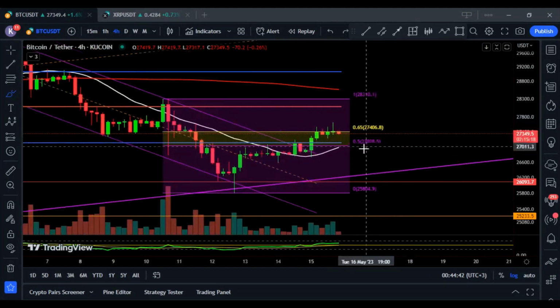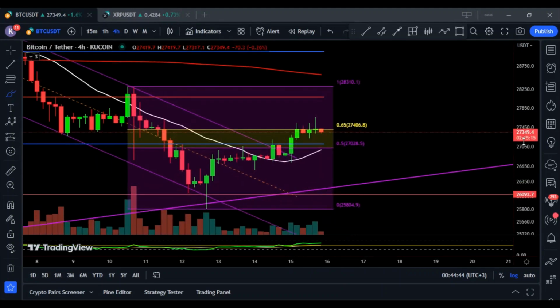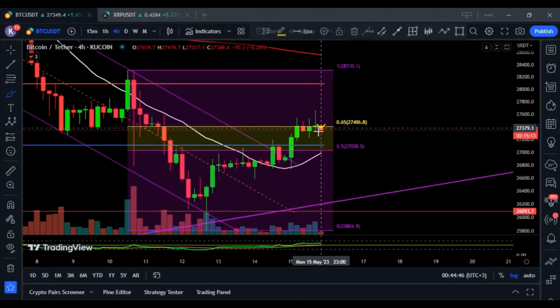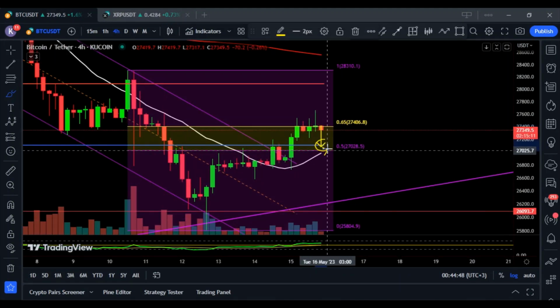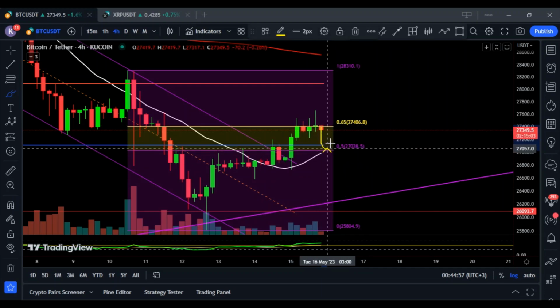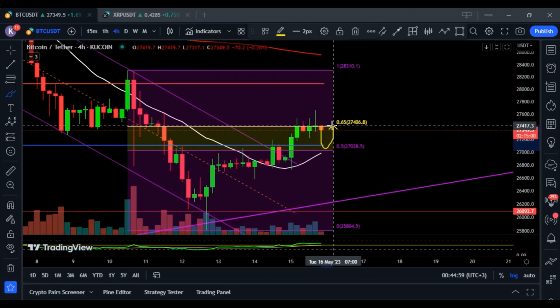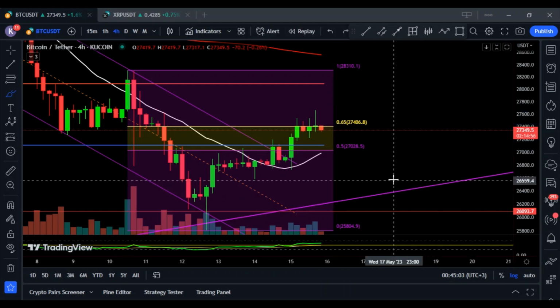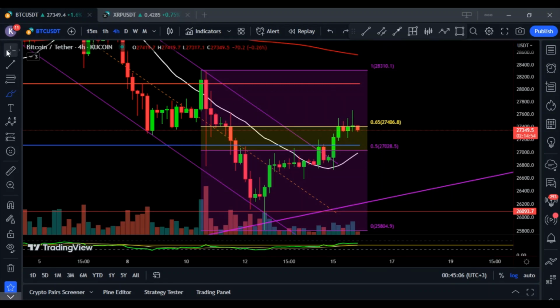If that didn't happen, one of the scenarios would be coming back down, retesting our value area low, right? And the 0.5 and the 20 simple moving average. So that might be a move: come back down, retest for support, and then continue back up. That is another point to take into consideration.